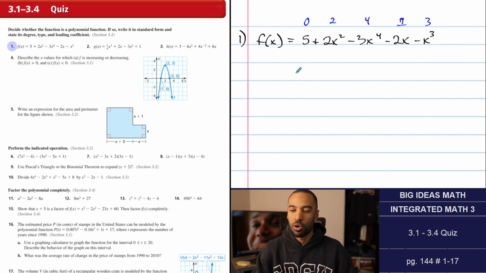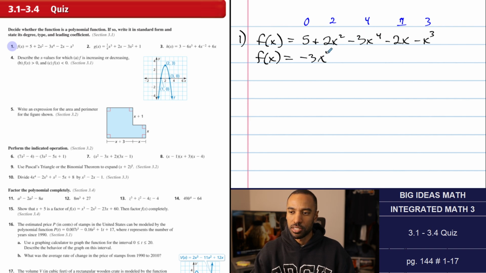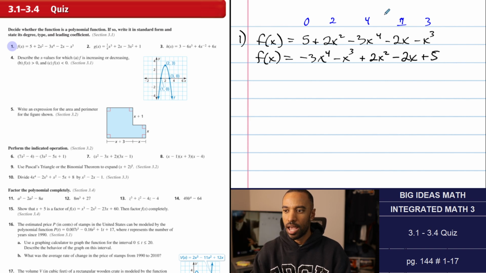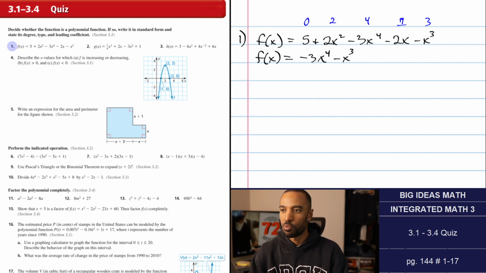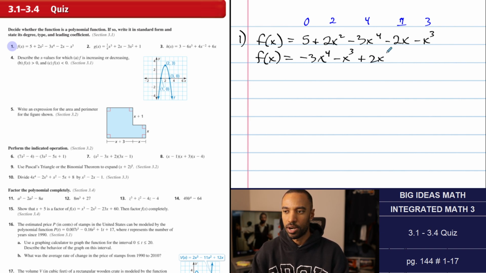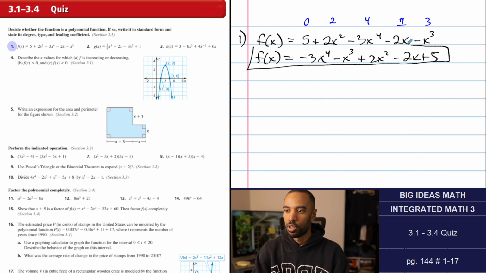So we rewrite these in descending order of degree. We want to go 4, 3, 2, 1, 0. Keep the signs as they were. So negative 3x to the fourth takes the lead, and then minus x cubed plus 2x squared minus 2x and plus 5. Doesn't matter what the coefficients in front were. It just matters what the degrees of the terms are. Good start, Mr. Robinson. Okay, standard form. We have it. What else do they want?